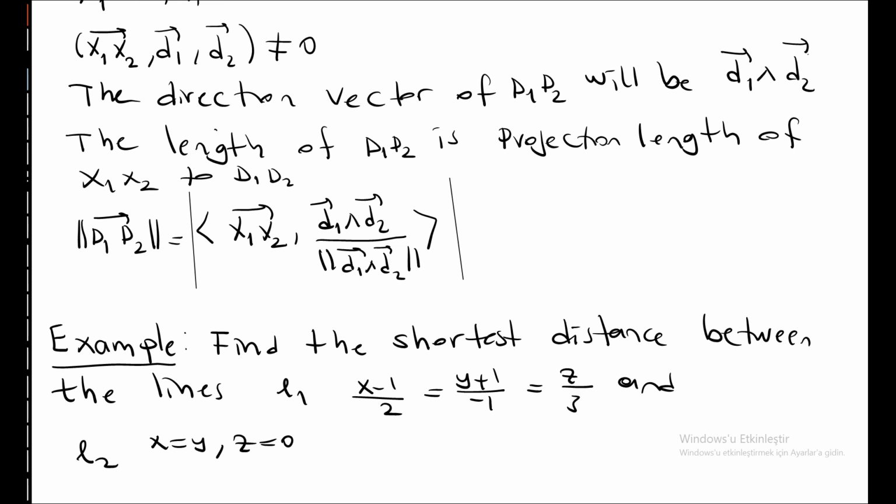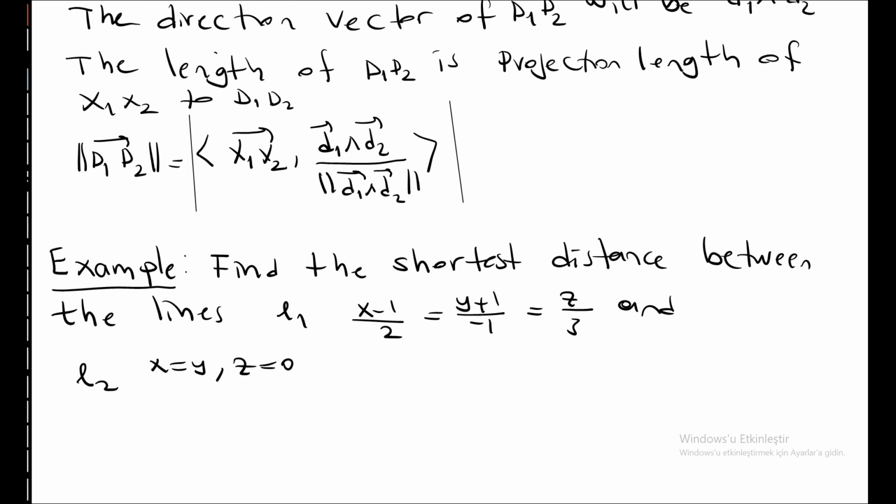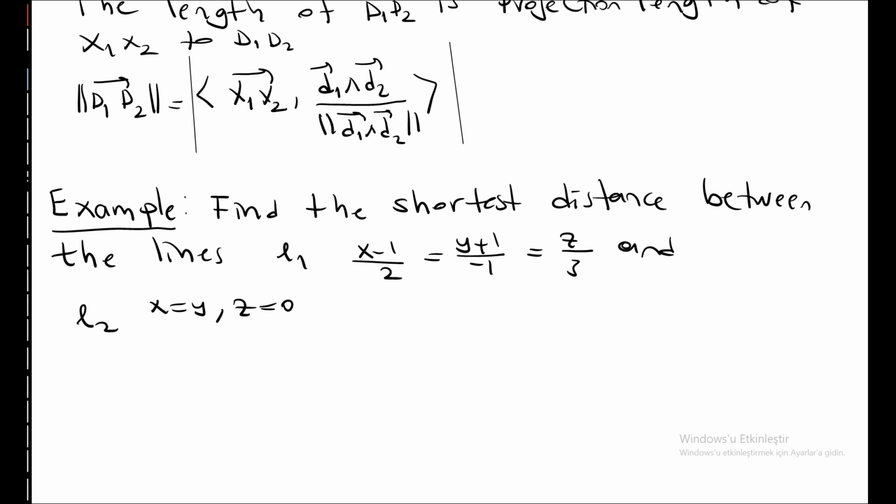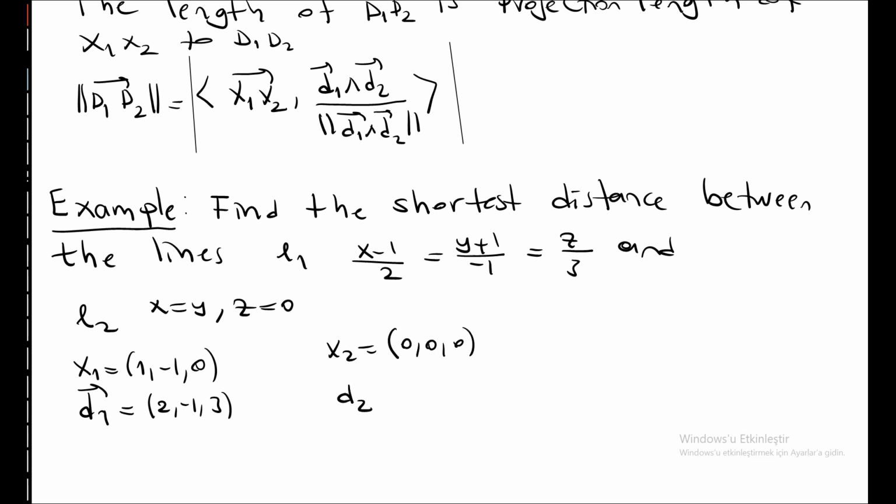Okay, first of all, let's check the position of these two lines. Okay, so this one, x1 will be 1, negative 1, 0, right? D1, 2, negative 1, 3. So x2, 0, 0, 0, and D2, 1, 1, 0.